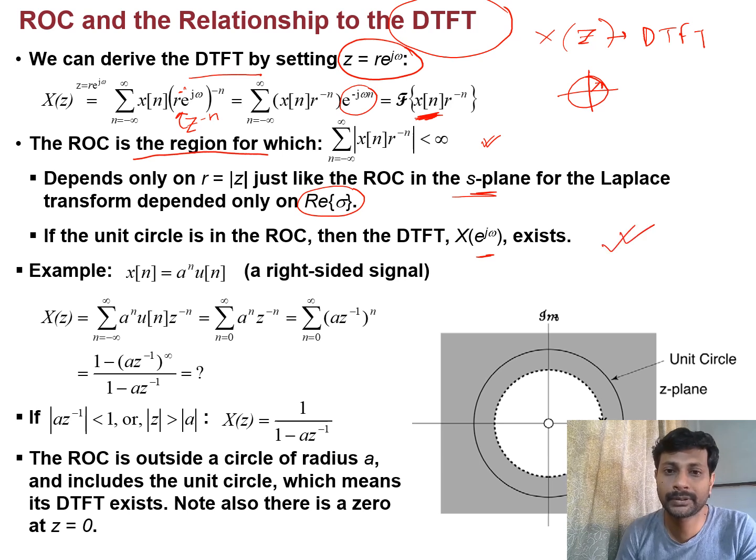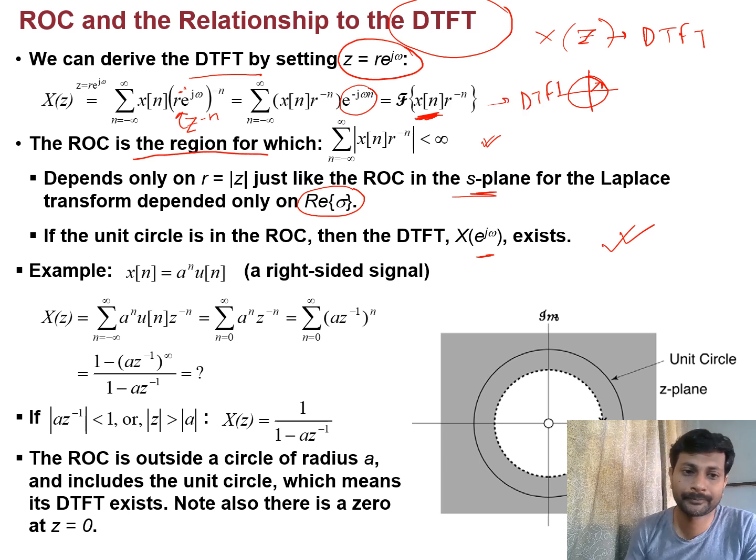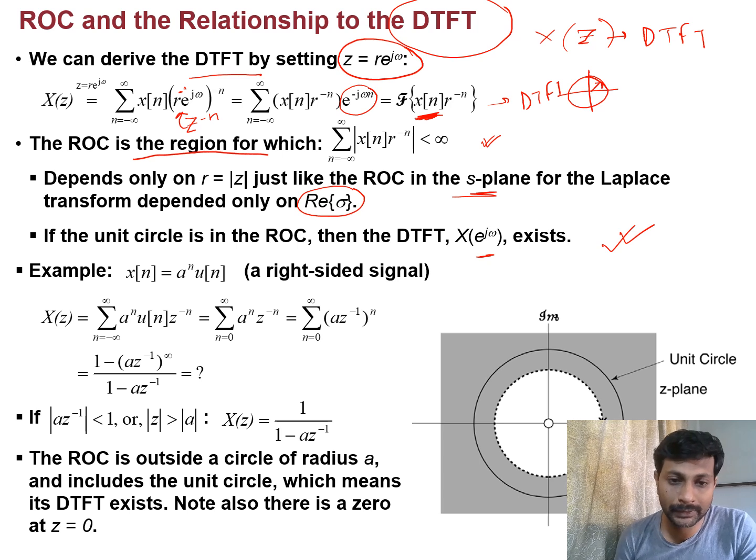This is the relationship between the DTFT and the Z transform. That is, if we replace z by r e to the power j omega, we get the equation of x[n] r to the power minus n, which is nothing but the DTFT. Let us consider an example of the Z transform. Let x[n] equal a to the power n u[n].